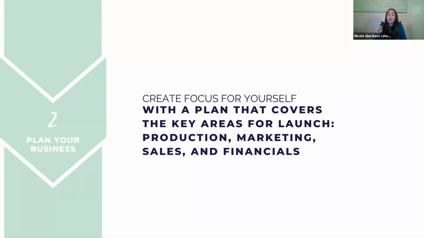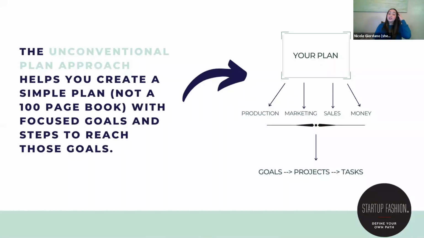Instead, you really need to create a plan that covers key areas for launch, which is production, marketing, sales, and financials, so that you can start actually checking things off your list and getting closer to your goals, right? I don't know how many of you can relate to this, but I get complete joy and satisfaction from crossing something off or checking something off on a list. It feels so good. And you want that to be the feeling you have on most days leading up to your launch, right? So the unconventional plan approach helps you to create a simple plan, not a book, with focused goals and steps to reach those goals. So let's break it down.